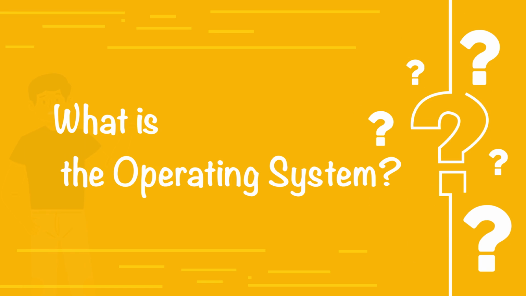Let's start the video with the most important question. What is the operating system? An operating system is an interface between a computer user and the computer hardware. It's a software which performs all the basic tasks like file management, memory management, process management, handling input and output, and controlling peripheral devices such as disk drives and printers.